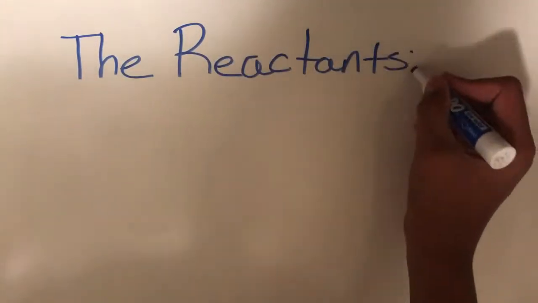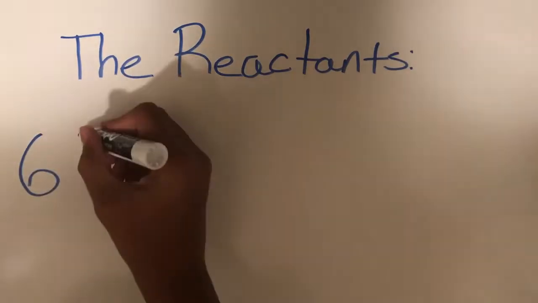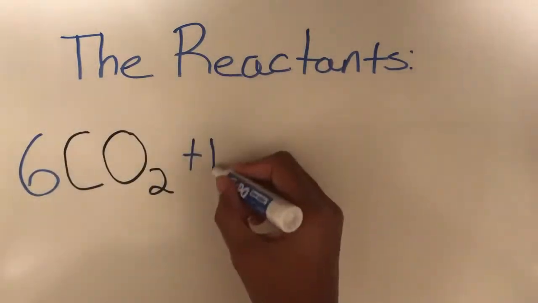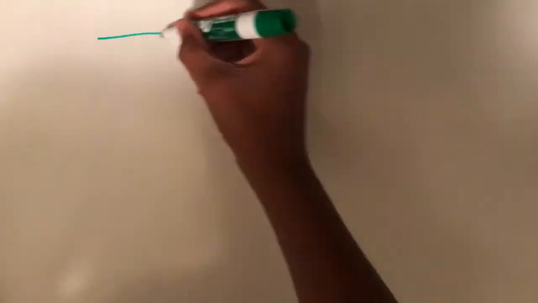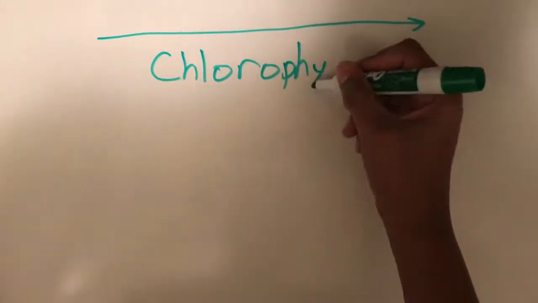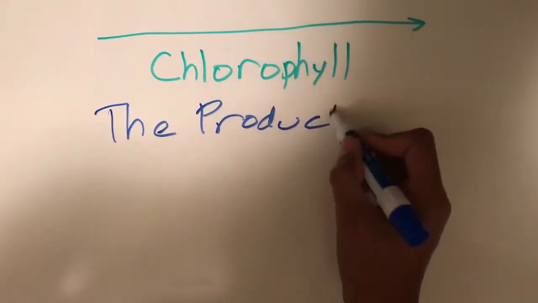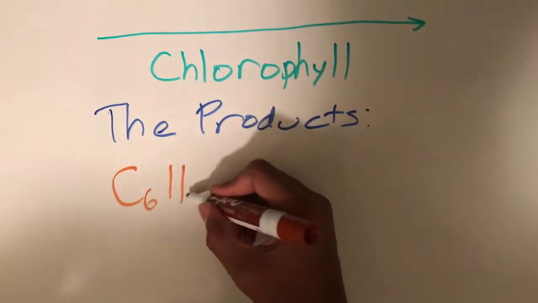First, let's start with the reactants. In photosynthesis, carbon dioxide, water, and light energy are the starting components of this process. With the help of chlorophyll, the reactants can become the products: glucose, oxygen, and water.